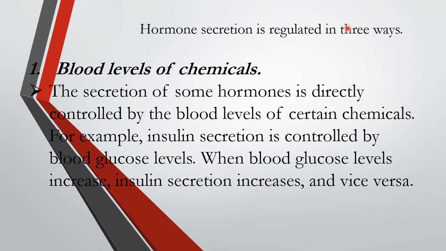Okay. So let's discuss now the three ways how hormones are regulated. First is the blood levels of chemicals, no? So this is in response to the amount of certain chemicals present in the blood. For example, mataas ang sugar sa blood, our pancreas will release insulin. Kasi ang effect ng insulin is to lower down blood glucose by increasing the uptake of the sugar, no, going back to the inside of the cell.